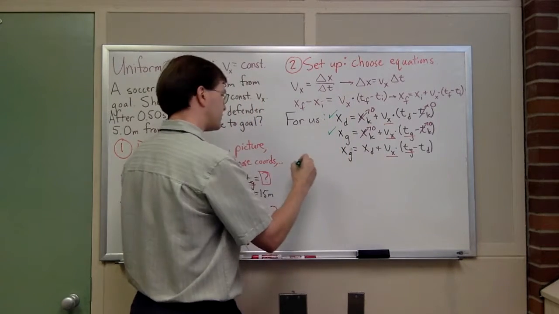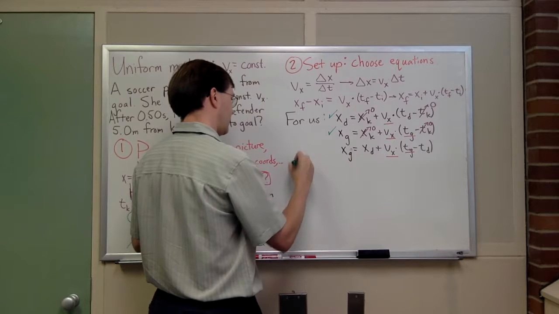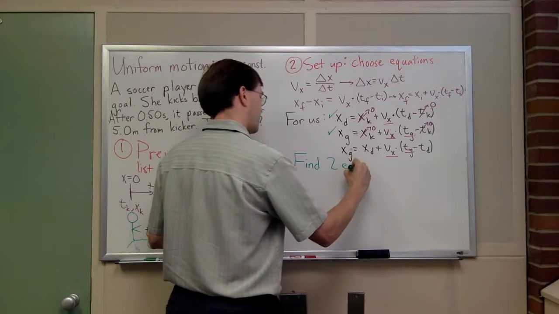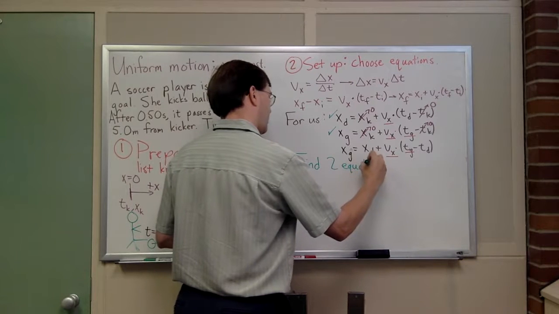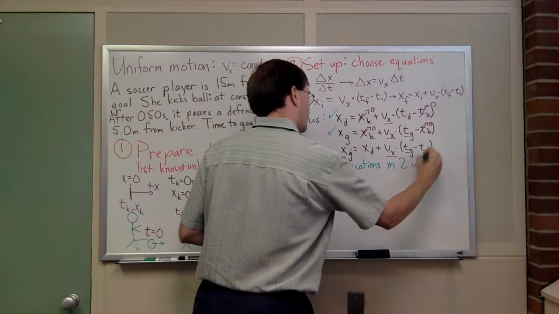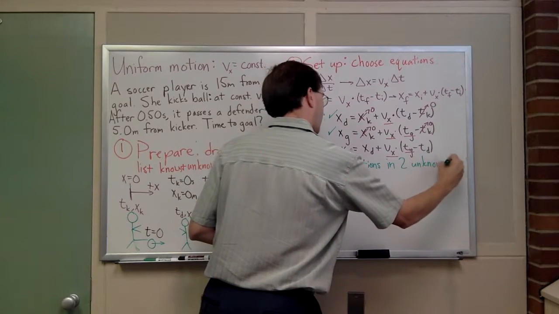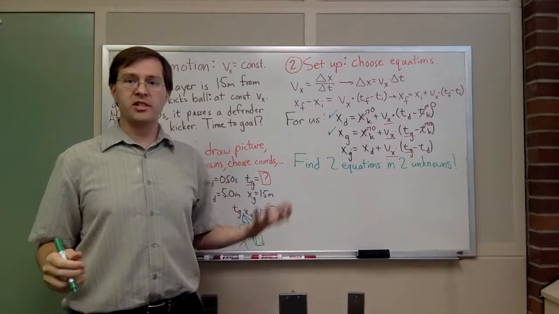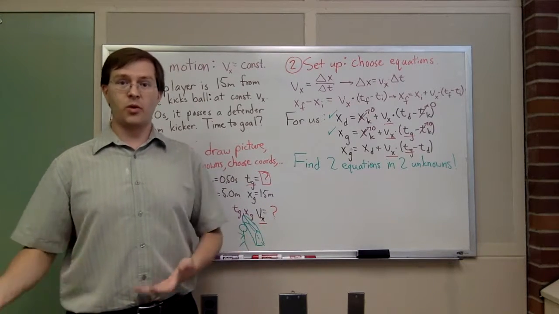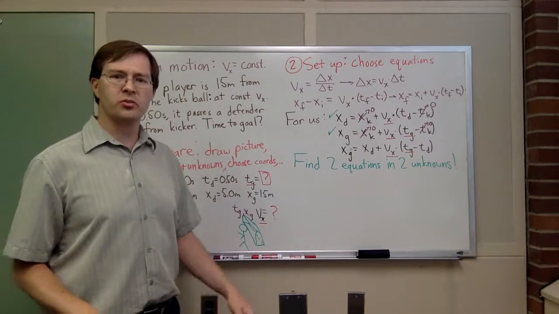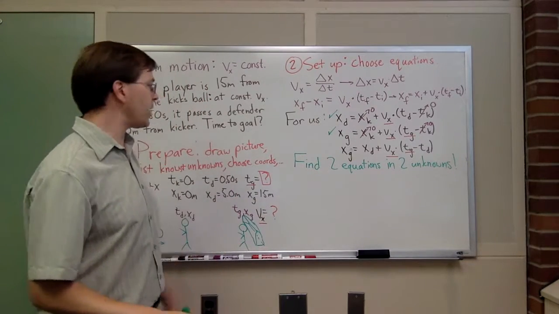I'm going to find 2 equations in 2 unknowns. Again, in more general problems, you might have 3 equations and 3 unknowns. Probably you're not going to have 6 equations and 6 unknowns unless you're doing something really complicated. But 2 equations and 2 unknowns, 3 is pretty typical. So okay, I've got this.